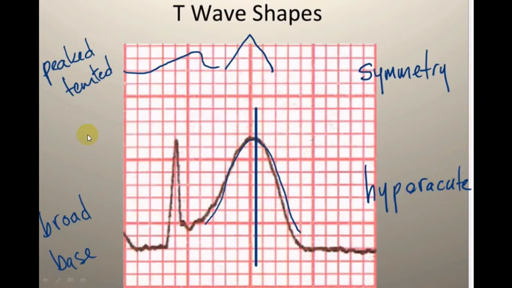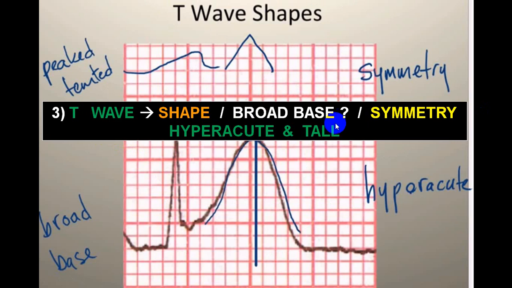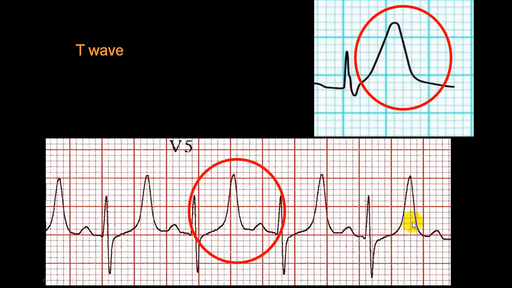But instead of that, if you get a peaked T wave like this shape, symmetrical, narrow base, and hyperacute, taller than the R wave, it is more in favor of hyperkalemia. We'll be showing you another slide, and in that we'll be giving you all the differences. So for the T wave, you must look at the shape, whether it is peaked or tented, whether it is a broad base or a narrow base, symmetrical or asymmetrical, whether it is tall and hyperacute or flat. You must look at that particular thing.